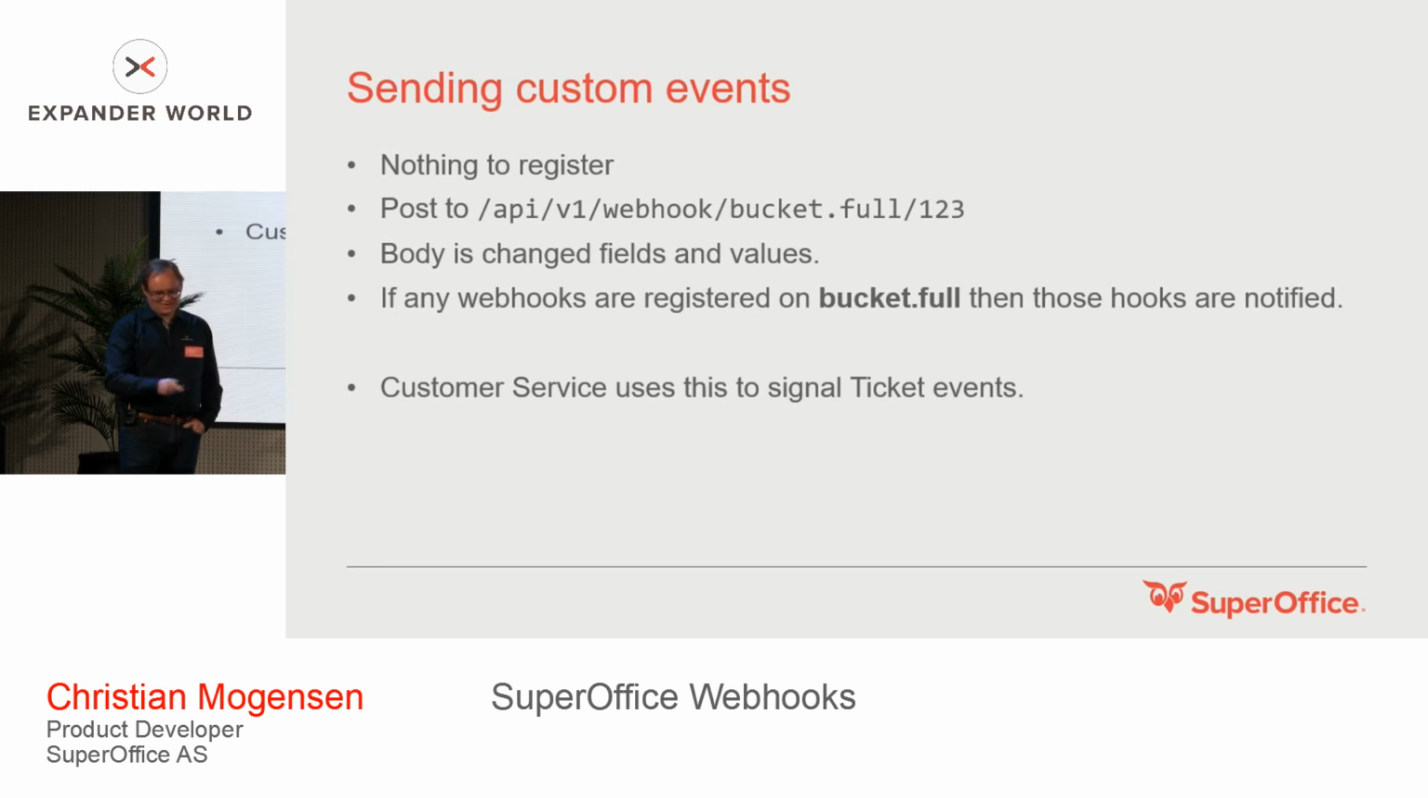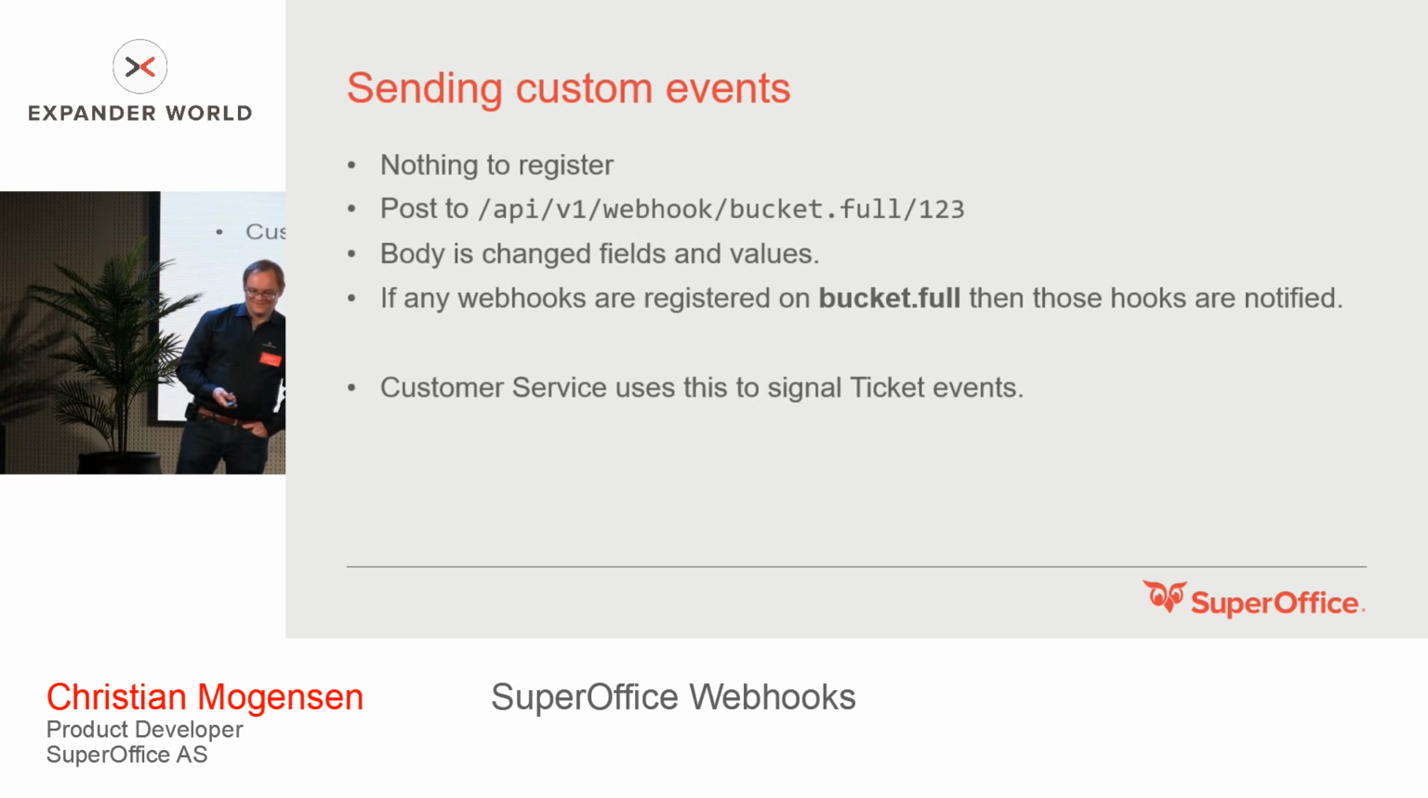You post to API Webhook, whatever your name is, and then the ID you want to associate with it. If you don't put an ID there, it'll fill in 0. And the body is basically an object with properties and values that you can send along. That just gets shipped along with the webhook. So if anyone has registered an interest in the bucket full message, then they will be notified.